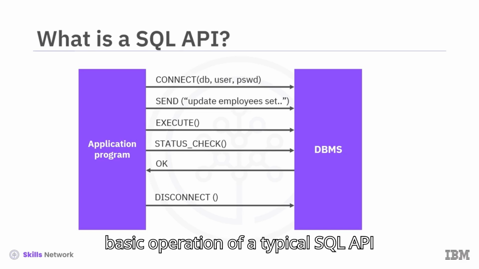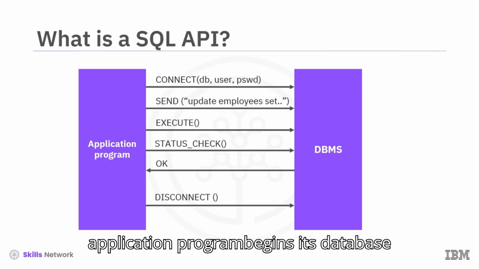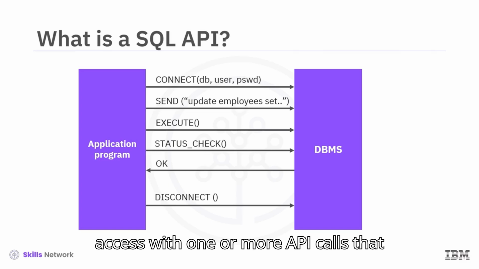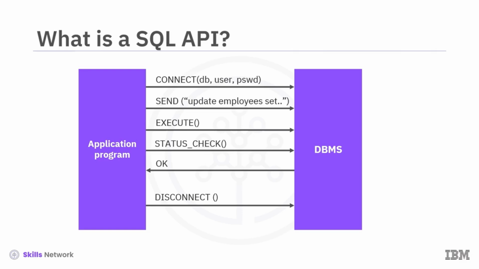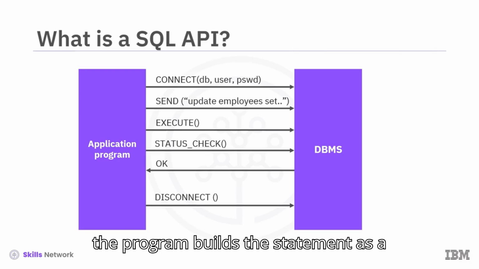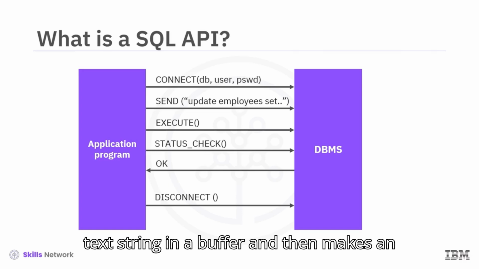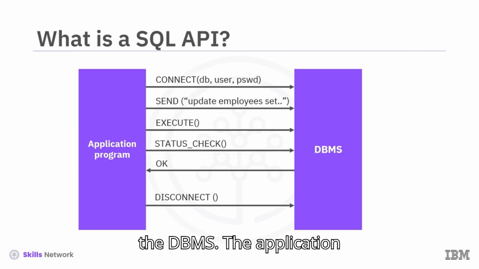The basic operation of a typical SQL API is illustrated in the figure. The application program begins its database access with one or more API calls that connect the program to the DBMS. To send a SQL statement to the DBMS, the program builds the statement as a text string in a buffer and then makes an API call to pass the buffer contents to the DBMS.